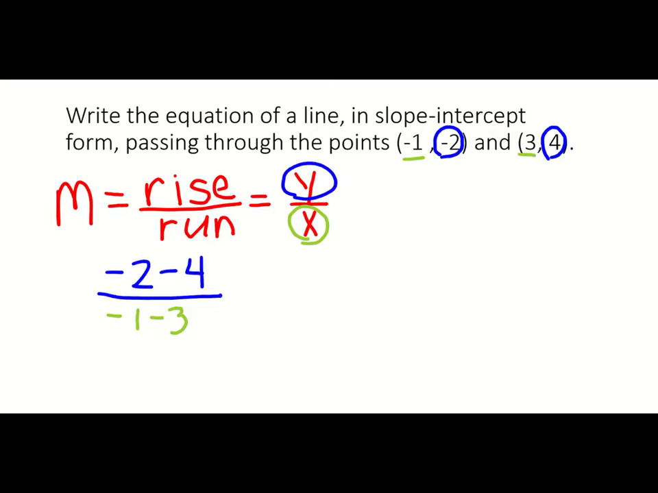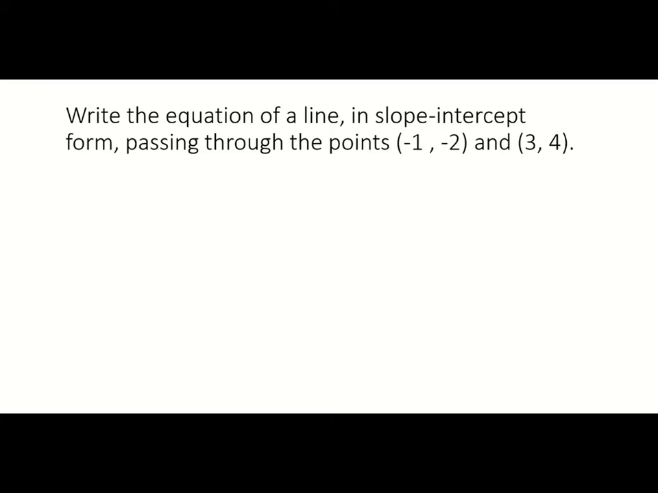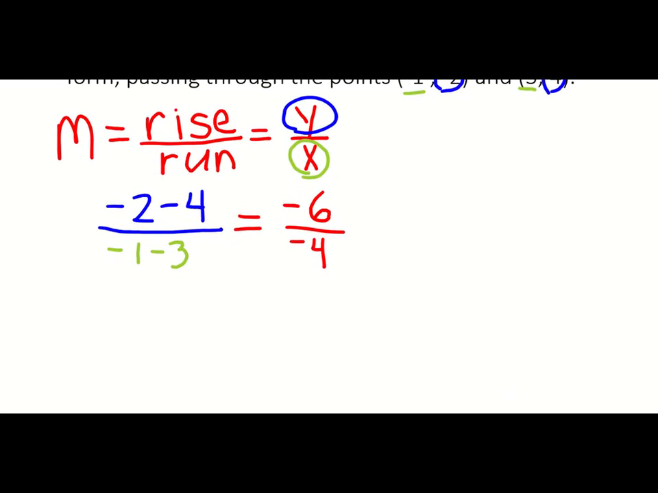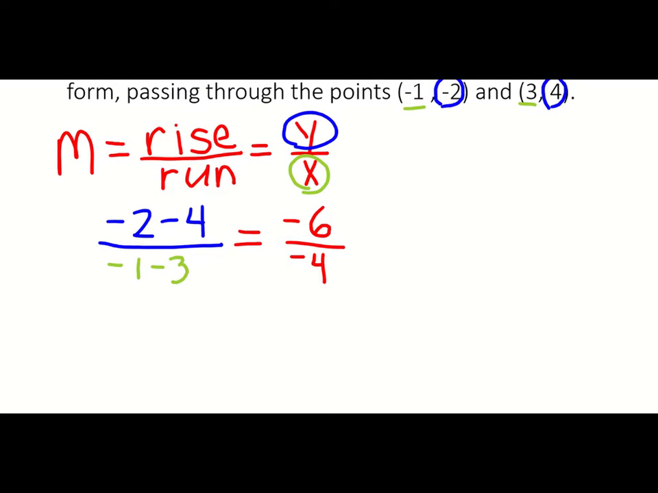So negative 2 minus 4 is negative 6. Negative 1 minus 3 is negative 4. Once you identify your slope, you do want to simplify it if it is possible to simplify. So 2 negatives I know make a positive. And I also know that 2 can go into both 6 and 4. So I'm going to divide both of these numbers by 2. 6 divided by 2 is 3. 4 divided by 2 is 2. So I have just found that the slope of my line is 3 over 2.